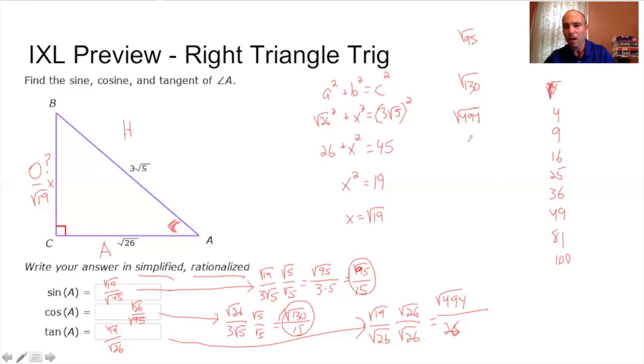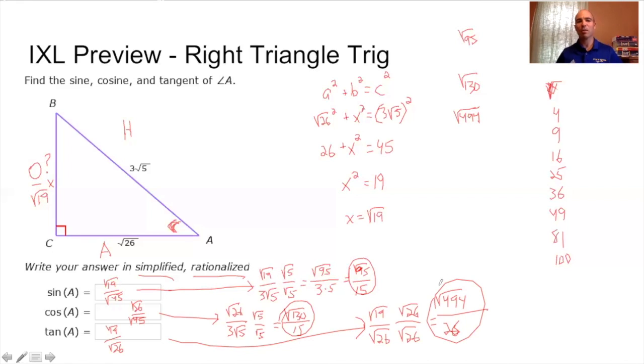Nope. 494, definitely not 25. 494 divided by 16? Nope. It's not going to be 9, because those digits would have to divide by 9. Are we even going to get 4? No, not even 4. Okay, simplified radical form once again anyway.